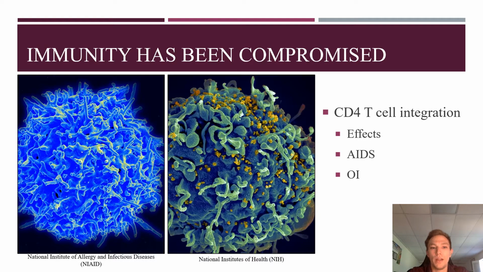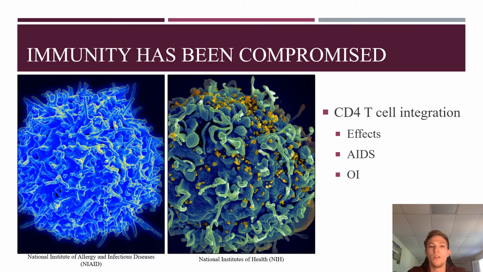While on the right image is a CD4 cell that has been infected with HIV. As you can see, it is very broken down and degraded. There's a bunch of holes and gaps within its structure. And then there's also these little yellow specks everywhere.